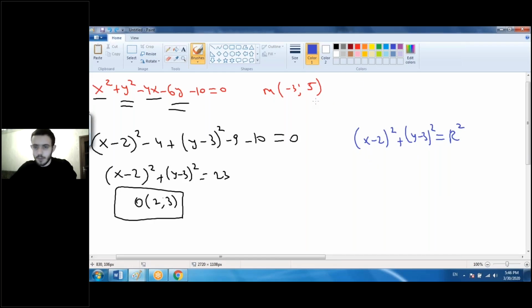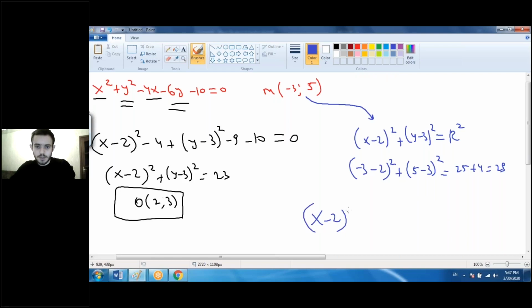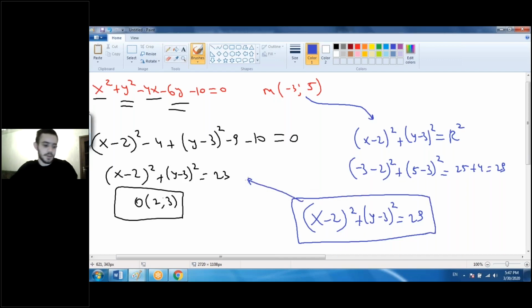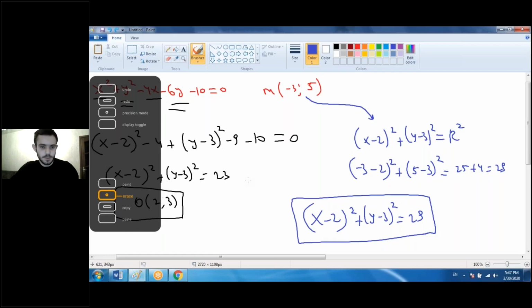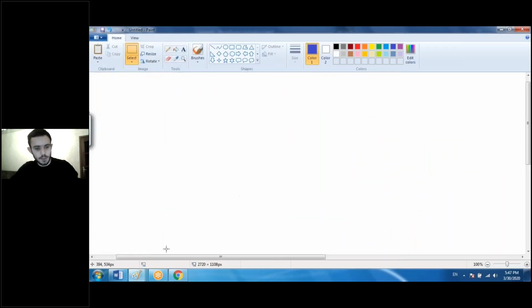So in order to find the radius, as we did before, we need to substitute this point into our equation. So (minus 3 minus 2) squared plus (5 minus 3) squared equals 25 plus 4, which is 29. So the final answer will be (x minus 2) squared plus (y minus 3) squared equals 29. Centered the same as this circle, but has a different radius. And that is your answer. It's a bit tough. You need to be more careful with these ones also. So let's continue.